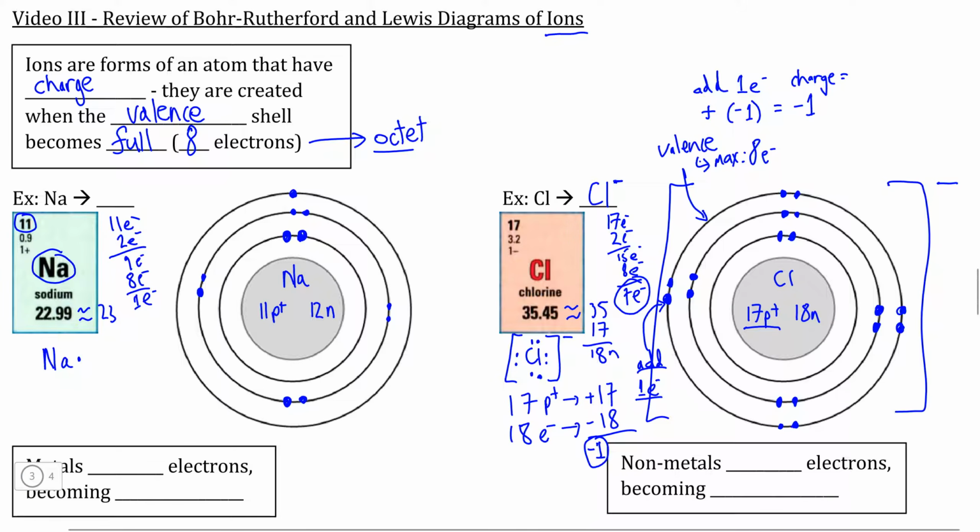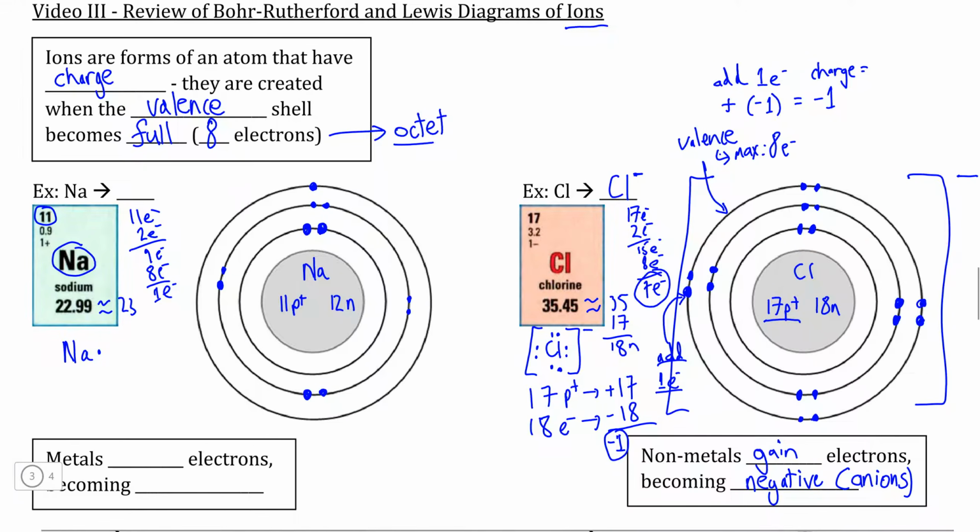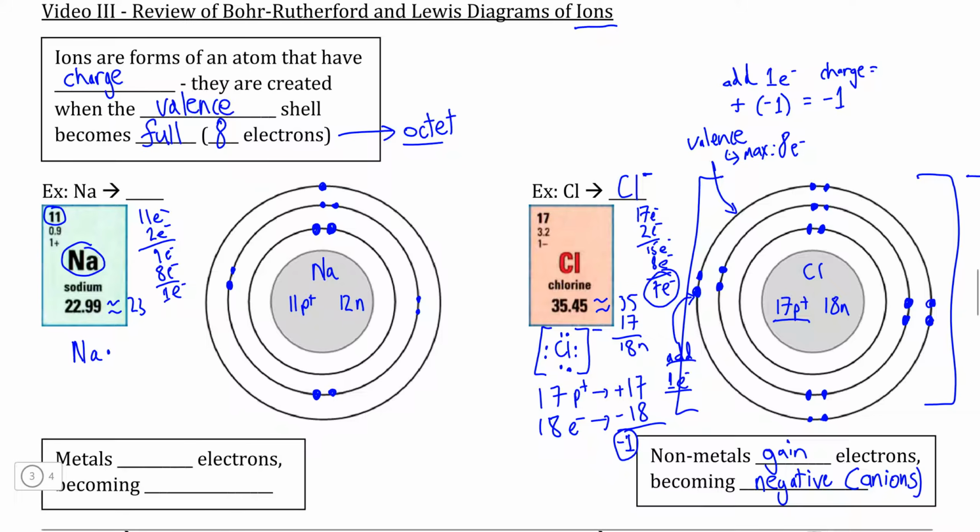Now, chlorine forms ions the same way that pretty much every other non-metal also forms an ion, by gaining electrons. And as we add electrons, we are adding negative charge, and this means that pretty much all non-metal ions are also going to be negatively charged, and the name that we give to negatively charged ions is anions.